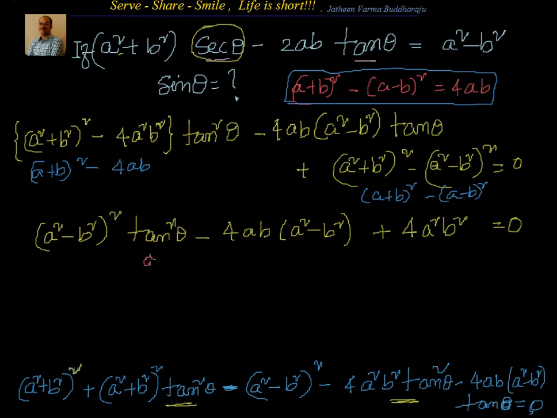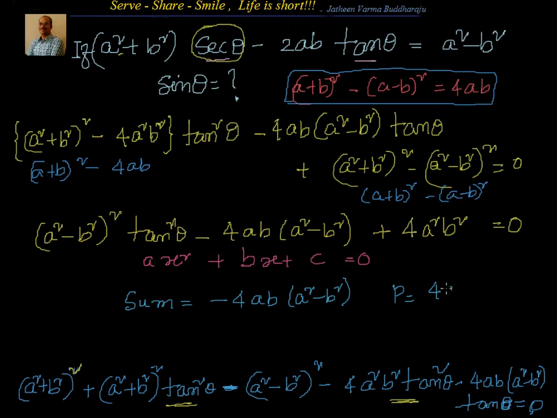Now you can see this is of the form ax square plus bx plus c, where x is a function of tan theta. We have it in terms of tan theta. Okay, this is what we have now. We know how to solve this by splitting the middle term. Now what I want to know here: I have to get the sum equal to minus 4ab into (a square minus b square), and the product equal to 4a square b square into (a square minus b square) whole square. Now how can I factorize this?